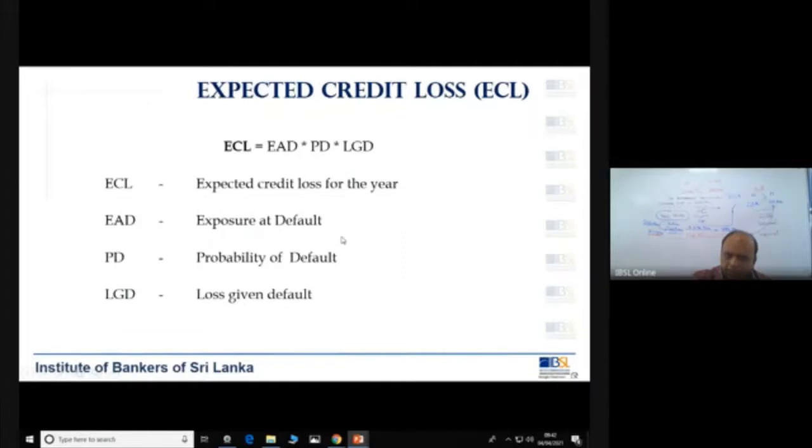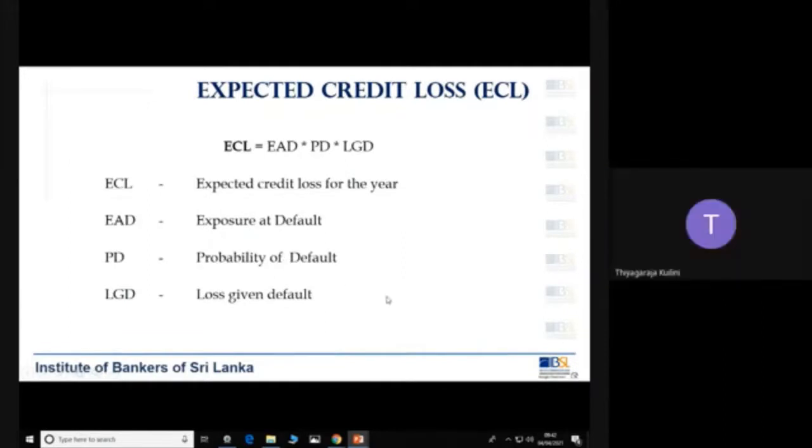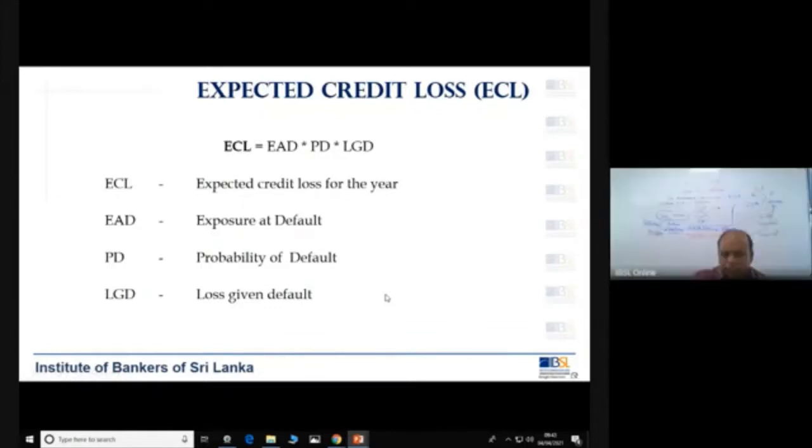Sir, will they test us how to calculate all the things, sir? This is the calculation. Now this slide is the calculation. This is what you need to know. Okay, this is a formula. I don't expect this formula to be given to you. So you have to remember this formula. In case you are to calculate expected credit loss or collective impairment, this is how you calculate it.